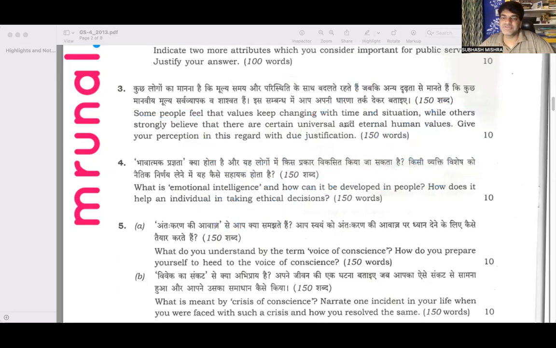How can you write the question? You just see. If you know what are human values, what are eternal or universal, and what are changing values, then what are they asking? Some people feel that values keep changing with time and situation, while others strongly believe that there are certain universal and eternal values. This is only about the difference between transitory and universal values. Nothing else. Give your perception. Your opinion is very important. So in 50 words, you will give the opinion. That definitely values are meant to be changed.